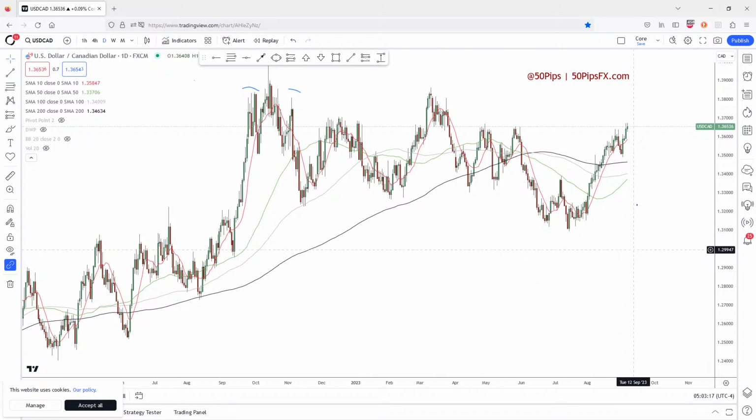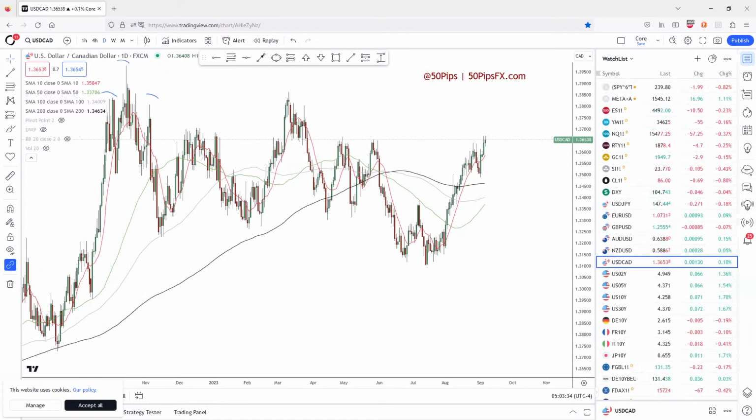Now, if it loses this breakout zone, then it's a different story. But globally, it's very, very messy. I think there are nicer trades out there, right? In general.